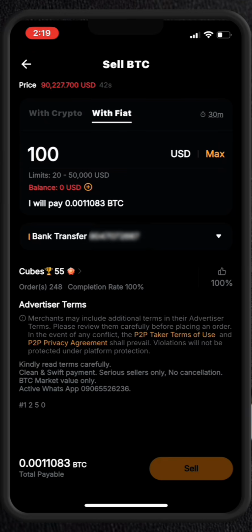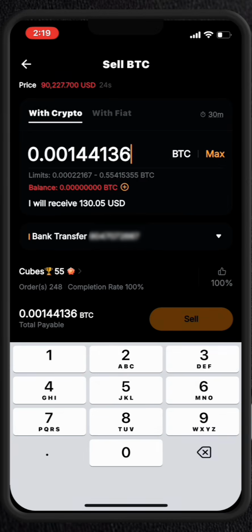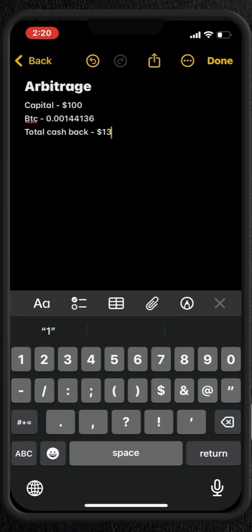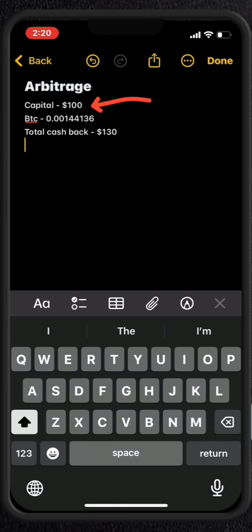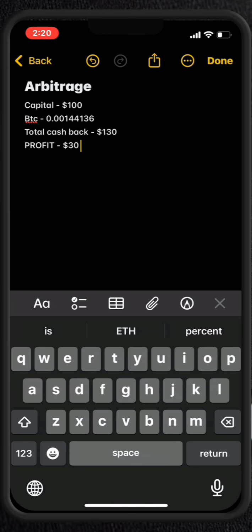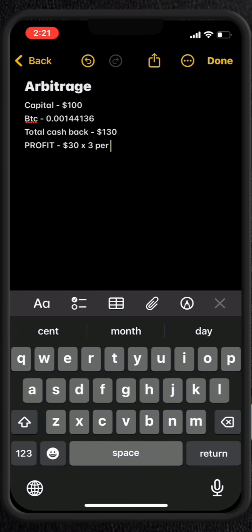So guys, if you sell your quantity of BTC to this merchant over here, as you can see, we're going to be receiving a total of $130 cash. $130 is what we'll receive once we sell the BTC, and we used a capital of $100 to start this process. So as you can see, we'll be making a total of about $30 profit per transaction. One of the good sides about arbitrage is that you can do this process over and over again to make multiple profits. If you do this process three times in one day, you're going to be making about $90 per day. This is a good amount of profit to make in one day.